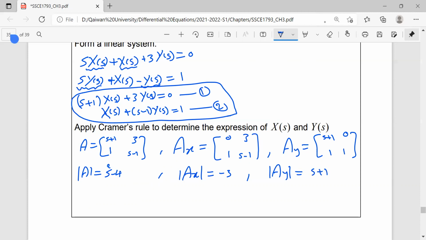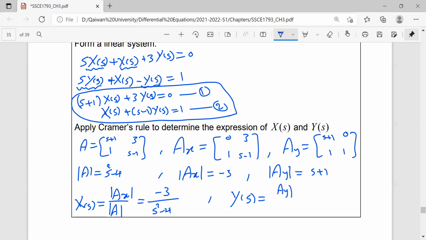These are the determinants. Then x of s equals determinant of AX dividing by determinant of A. This is x of s. This equals minus 3 dividing by s squared minus 4. And y of s equals determinant of AY dividing by determinant of A, which is s plus 1 dividing by s squared minus 4.